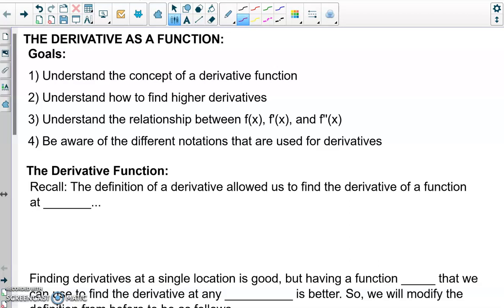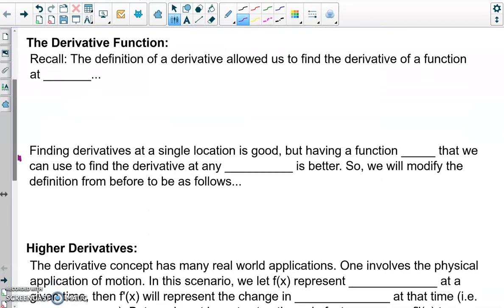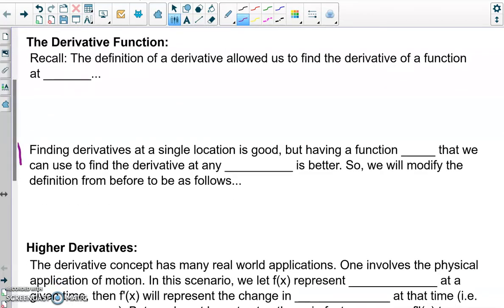And we're going to look at that in more of a graphical sense rather than an algebraic sense. And then be aware of the different notations that are used for derivatives. There's actually quite a few. And even though you will typically just use a couple in practice, I want you to be aware that there are others. So let's go ahead and take a look at the derivative function to start out.